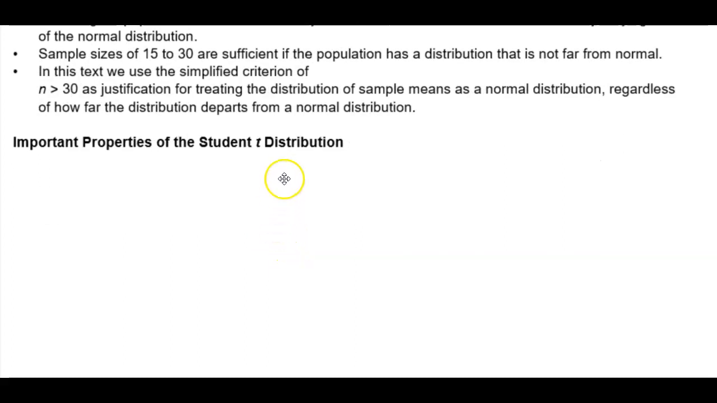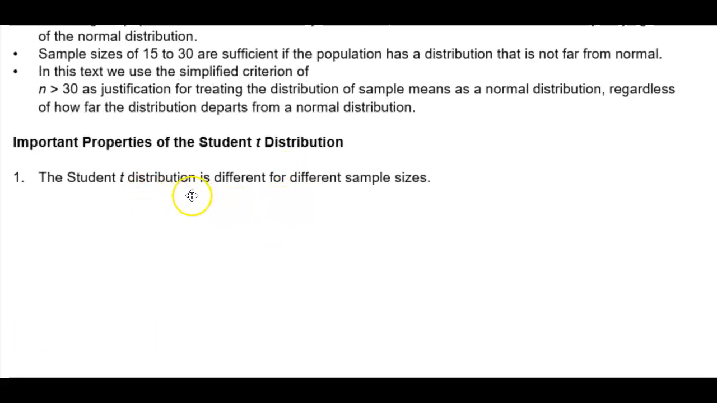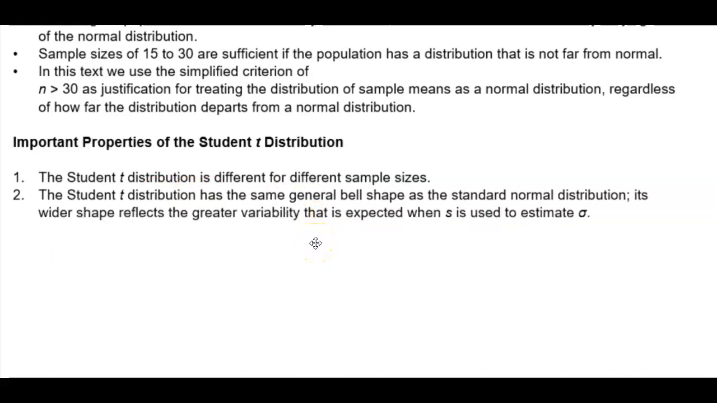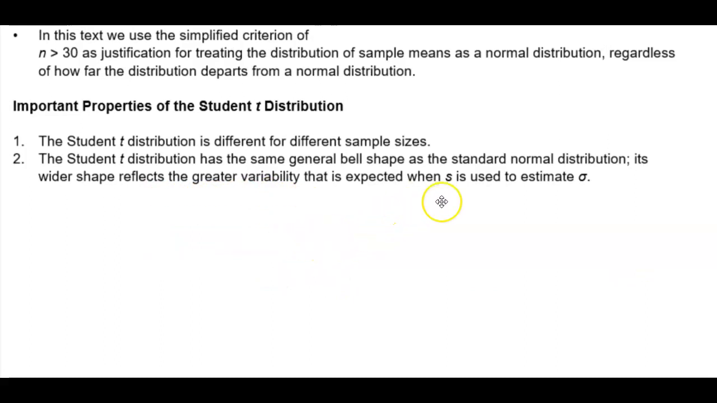Important properties of the student t-distribution. Number 1, the student t-distribution is different for different sample sizes. Number 2, the student t-distribution has the same general bell shape as the standard normal distribution. Its wider shape reflects the greater variability that is expected when the sample standard deviation, lowercase s, is used to estimate the population standard deviation sigma.